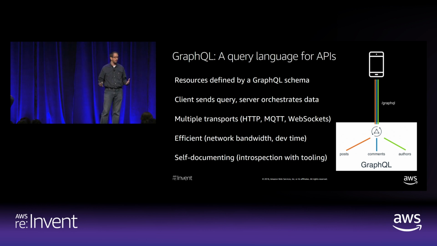Facebook created this. They open-sourced it in 2015. And they created it because of the responsiveness they needed in their applications. And it's really gaining a lot of popularity. It also supports offline modes, and it supports multiple transports, not just HTTP, but also MQTT over WebSockets. And that's great for subscribing to data. You can subscribe to MQTT topics with this. So if somebody adds a new blog post in my scenario, my application would immediately reflect that change as soon as it gets added.